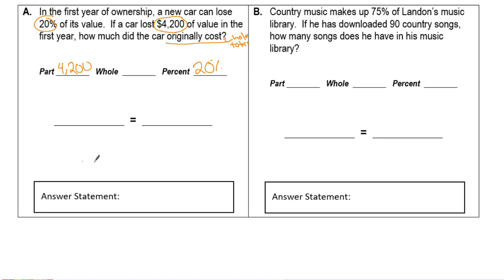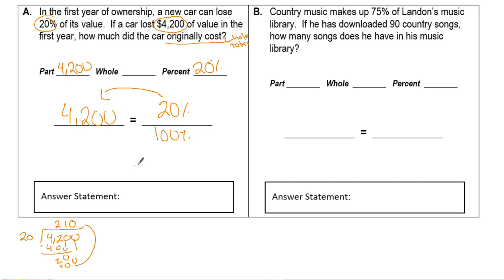Okay, now let's set up our proportions. So 20% over 100%. Okay, and our part 4,200. And now we try to find a scale factor. So 20 times what gives me 4,200? Well, you're going to have to do some math here on the side. And you're going to have to divide 4,200 by 20. Go ahead and pause the video and solve. Did you get 210? If so, you are correct. So my scale factor is times 210.